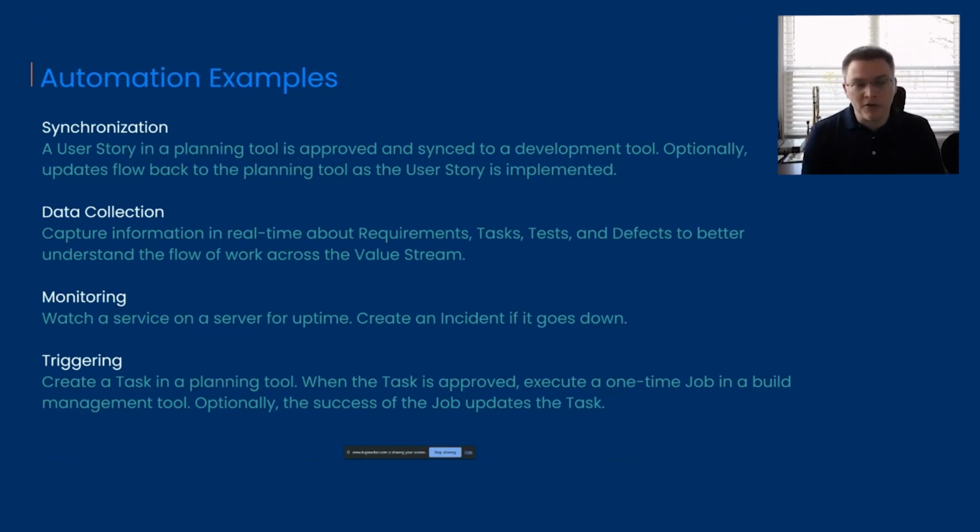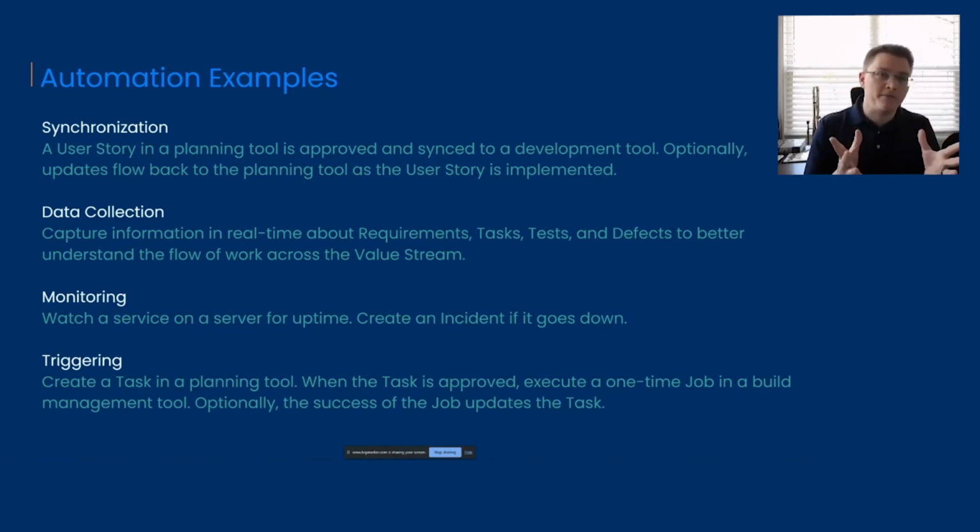An example of monitoring would be watching a service on a server and making sure that it stays up. And if it goes down, go create an incident. Simple as that, monitoring. And then triggering is similar to that, but it's kind of on the other side. Triggering could be when I create a task in a planning tool, and then when that task is approved, when it meets a certain condition, go execute a one-time job in a build management tool. An example could be, create a task in Jira, go create a build in Jenkins.